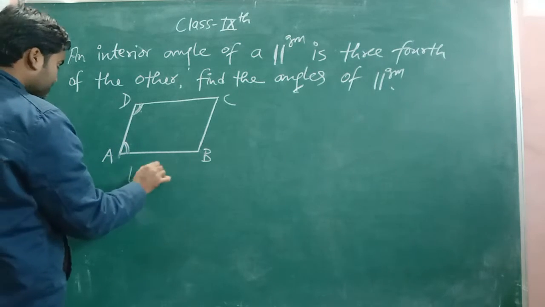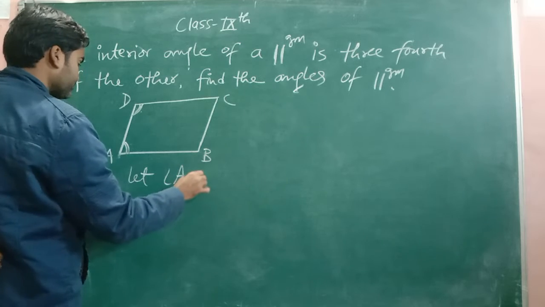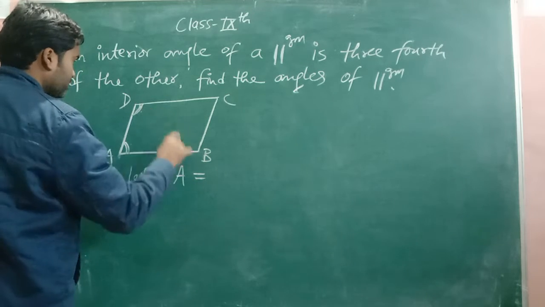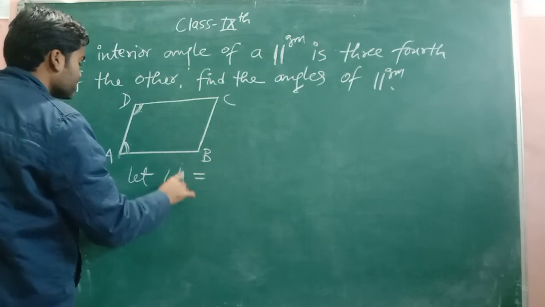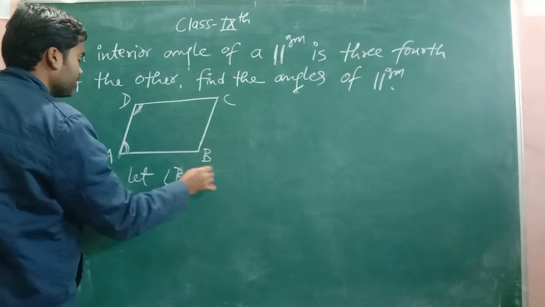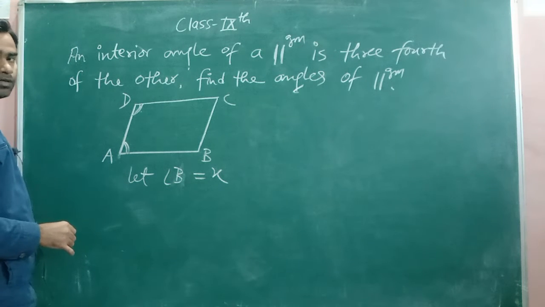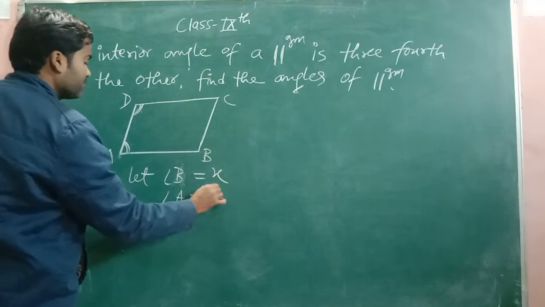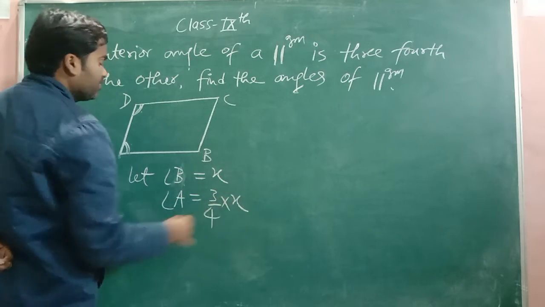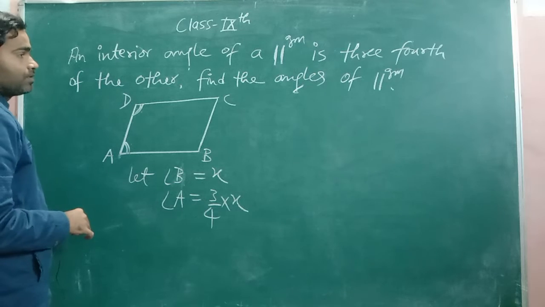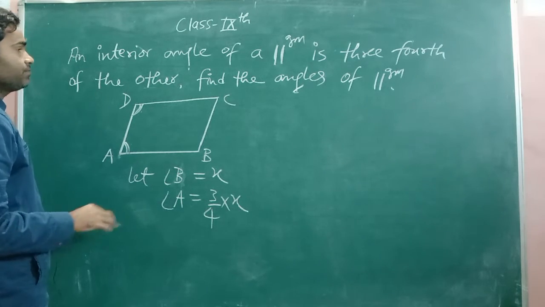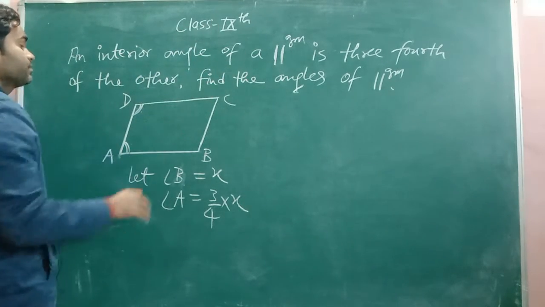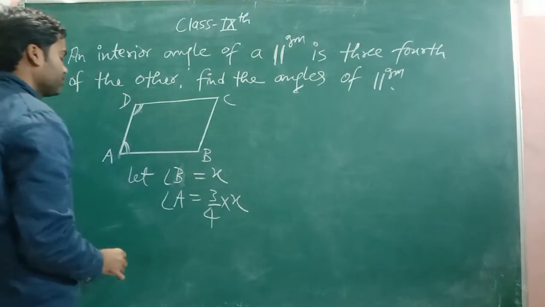So let angle A be equal to x, or angle B equal to x, or angle C equal to x. You can consider any one of the angles to be x. Let angle B be equal to x. Then the other, angle A, will be 3/4 of B, 3/4 of x. In the given problem, it is written that an interior angle of a parallelogram is 3/4 of the other.